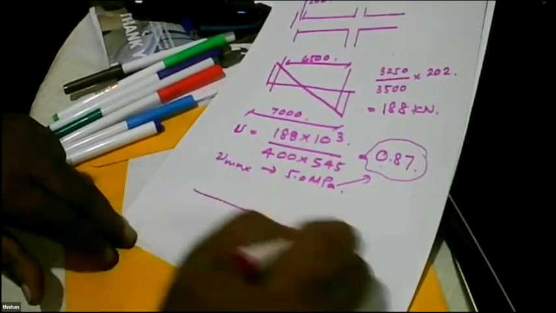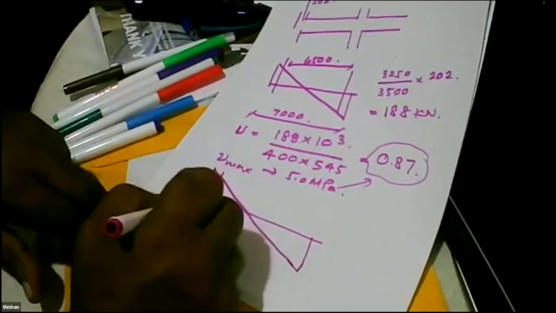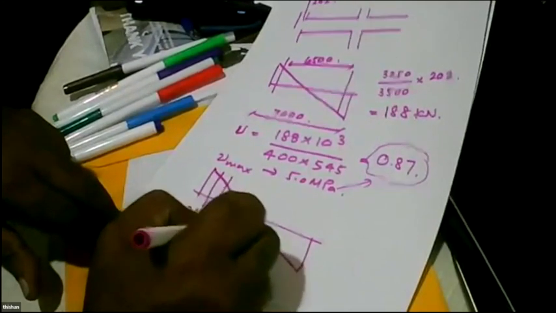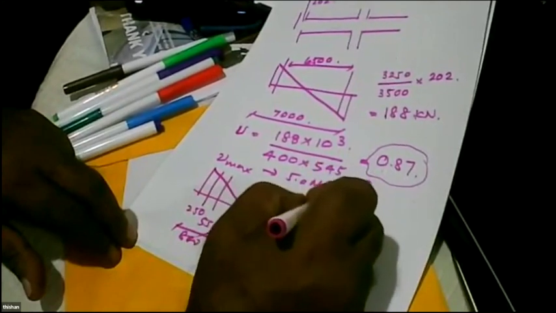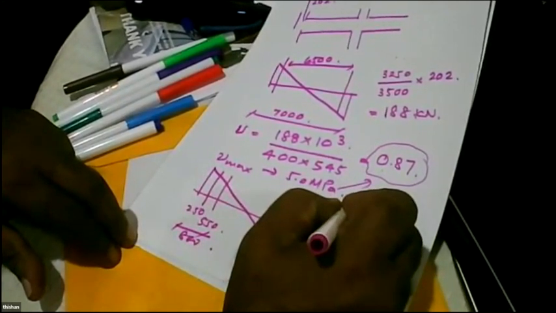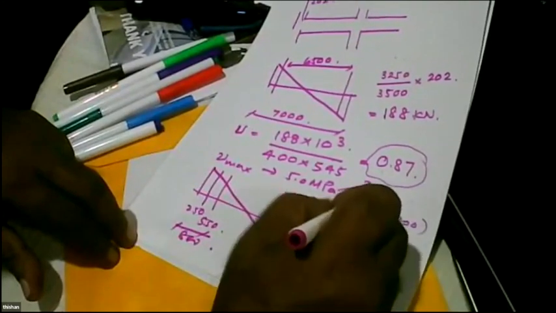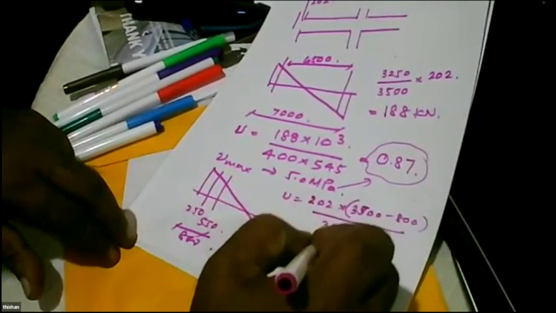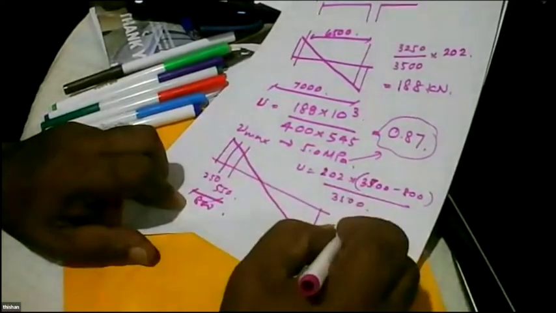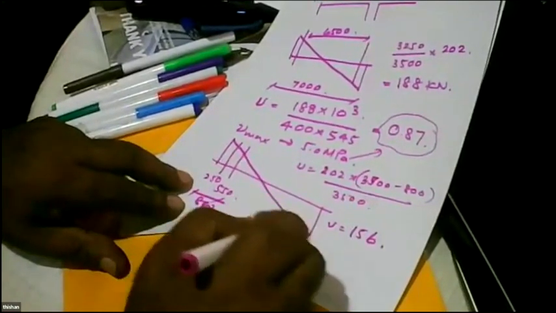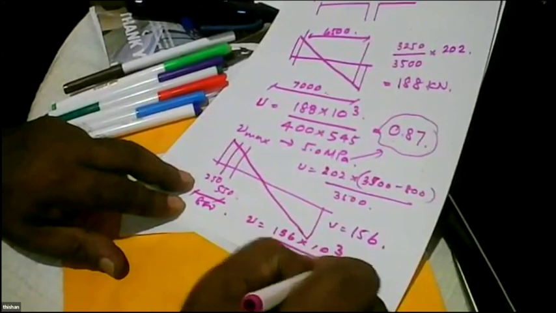Now we come to the next phase. Now for this, I'll say the effective depth is 550. So here we are 250, another 550, so that gives 800. Then I'll say V is equal to 202 multiplied by 3500 minus 800, divided by 3500. What is the value, Bandhuga? So yes, simple v is equal to 156 into 10 to the power 3 divided by 400 divided by 550.